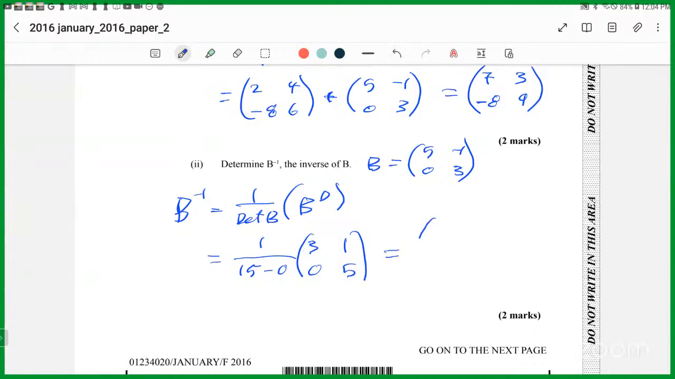So it becomes equal to: 3 over 15 becomes 1 over 5. 1 over 15 is just 1 over 15. Then 0 over 15 is just 0. Then 5 over 15, sorry, 5 over 15 is 1/3. I'm just going to write 1/3.